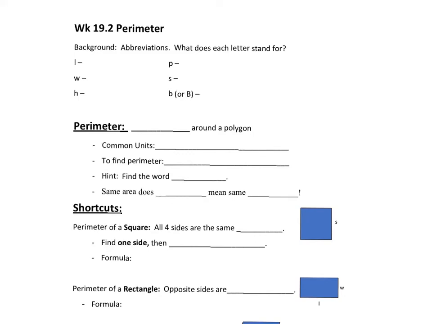All right, today let's talk perimeter. Yesterday we talked area, which was two-dimensional. Today we're talking perimeter, which is one-dimensional. Let's look at some background here first. Let's look at some abbreviations. See if you can, ahead of me, get what each letter stands for. I will write them as you're trying to get them too.